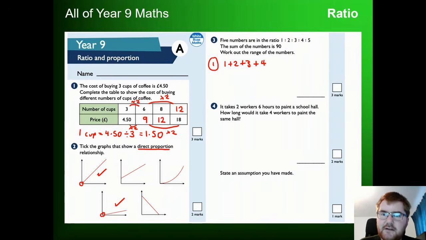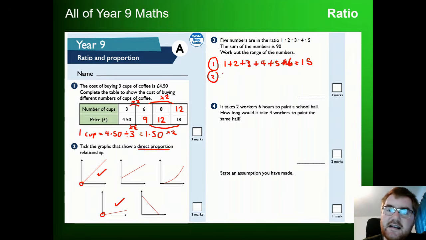So we add 1 plus 2 plus 3 plus 4 plus 5 all together. Just 1 plus 2 plus 3 plus 4 plus 5. That gives us 15. Number 2, we're going to take that 90 and divide by that magic number 15 we just worked out before. So that's going to give us 6. So I'm going to put that in little clouds because we're going to use that later.